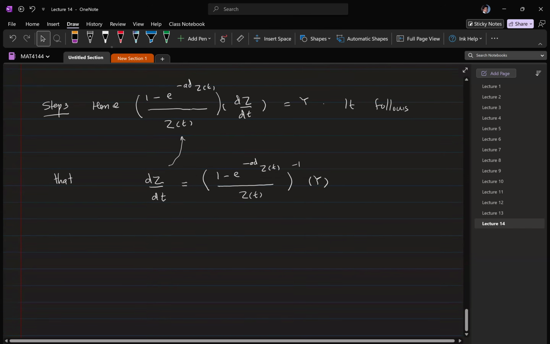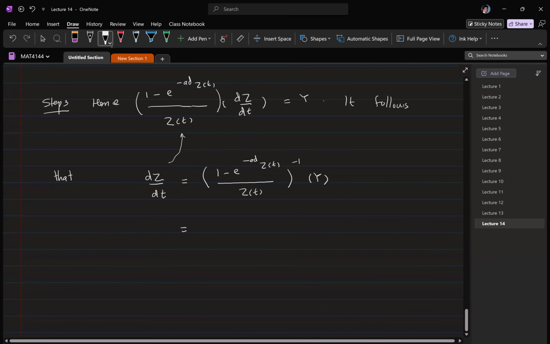And now the right-hand side, I can write as, so this is a little bit tricky again. So this is 1 minus e to the ad x, e to the t ad y, inverse, divided by log of e to the ad x, e to the t ad y.